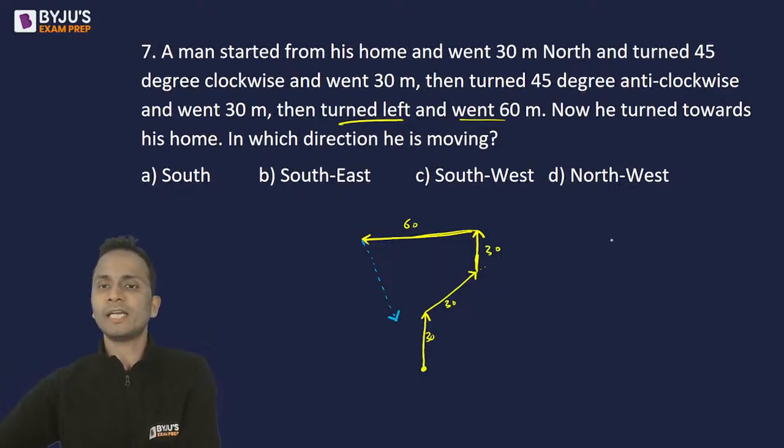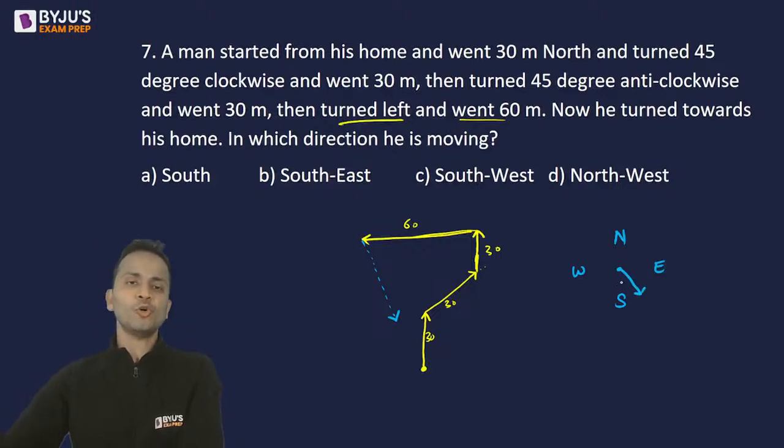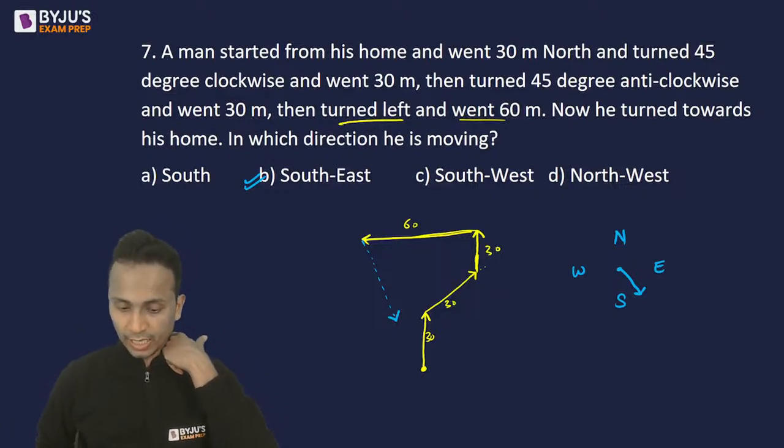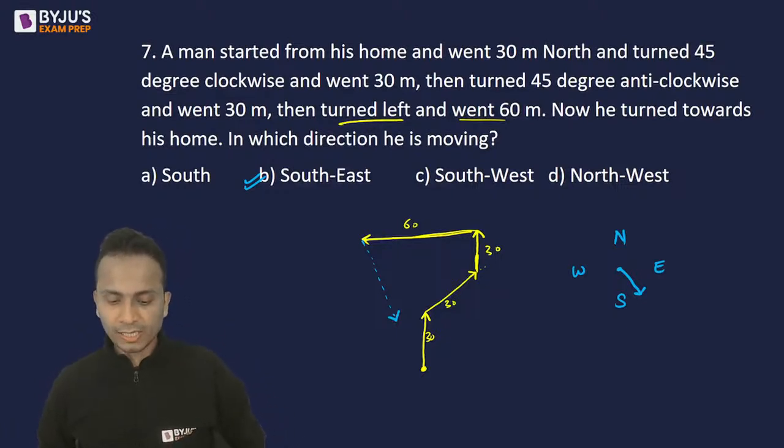Okay, now what is this direction? North, south, west, east. Okay, so he is moving in this direction, as you can see. So he is moving in southeast direction. The correct answer will be option B. Okay, so Sonu, Shraddha, both of you are absolutely correct. Southeast. Yes, the correct answer is southeast.